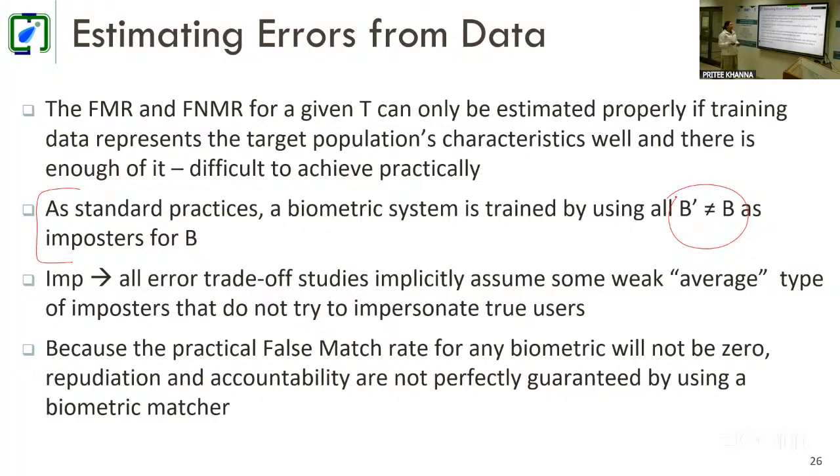Right? And remember that all error trade-off studies are some average type, not very deep, like somebody has decided, okay, I am going to hack it, right? But otherwise, in a general sense, some population is there which you are using to test as an input. That is what we do.